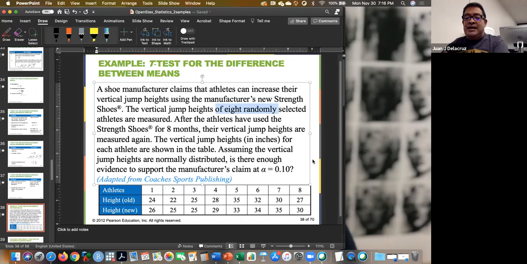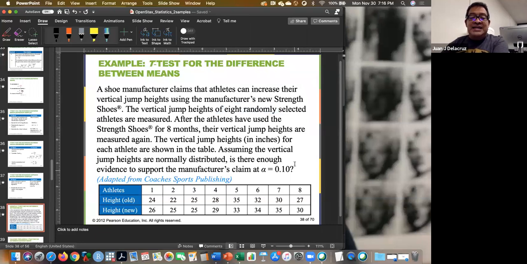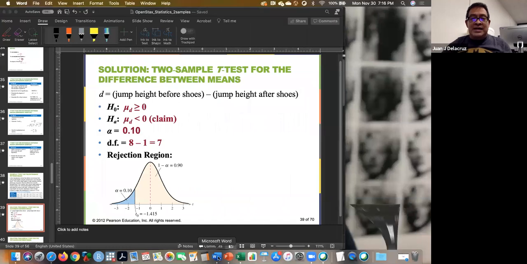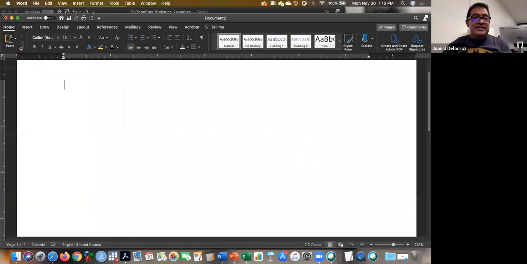So how can I come up with a very strong argument that this is true? Assuming the vertical jump heights are normally distributed, is there enough evidence to support the manufacturer's claims? In this case, that is very important. Let me show you this because this is very important. So that's what I can tell you about these cases.